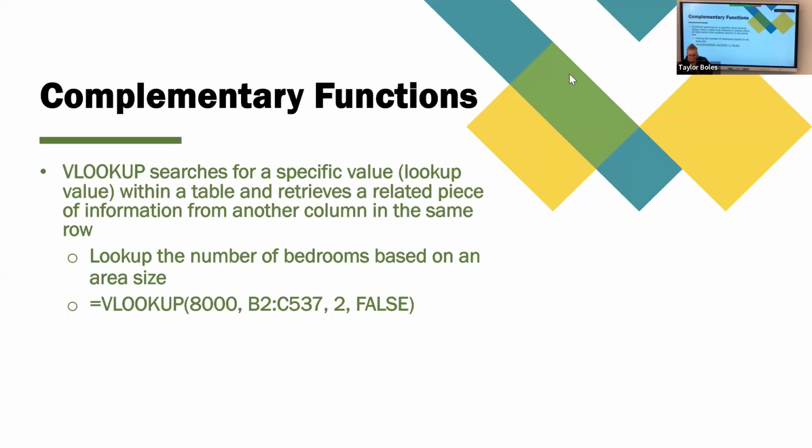You can also use VLOOKUP. VLOOKUP searches for a specific value within a table and retrieves a related piece of information from another column in the same row. Suppose we want to look up the number of bedrooms based on area size. So you would use the VLOOKUP function. We have 8,000 would be the area. B2 to C537 is the cells that you're looking at. And then 2 is the bedrooms column, and then FALSE just tells the function to give an exact value.